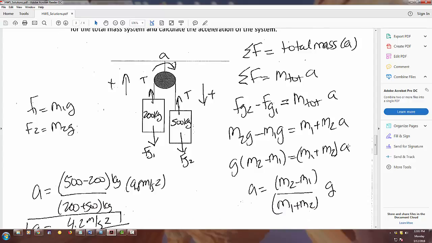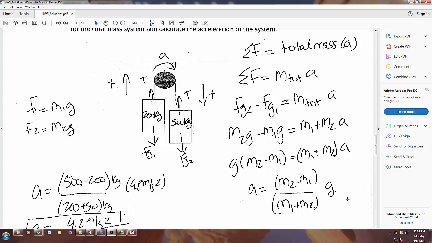So if I just do this algebraically, I can come up with a neat little formula. m2g minus m1g equals (m1 plus m2) times a. Pull out the g on the left-hand side, and I get g times (m2 minus m1) equals (m1 plus m2) times a. And if I rearrange this, a is equal to the ratio of (m2 minus m1) all over (m1 plus m2), times g.